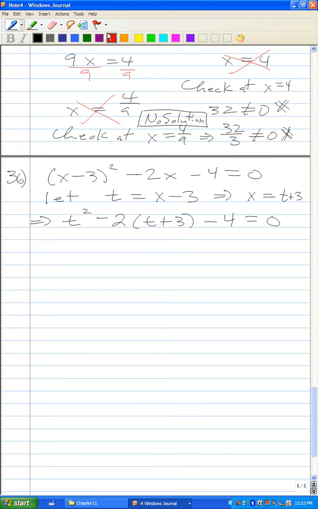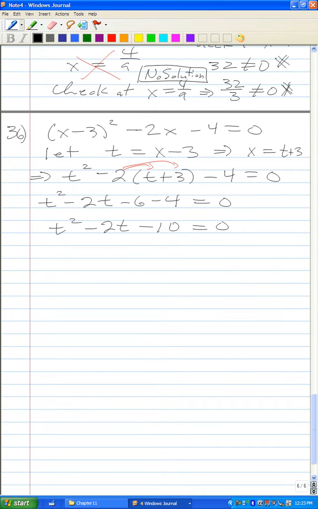Now let me multiply the negative 2 inside the parentheses. So I get t squared minus 2t minus 6 minus 4 equals 0. And so I get t squared minus 2t minus 10 equals 0. You can try to factor that, but I guess you really can't factor that. So let's use the quadratic formula.